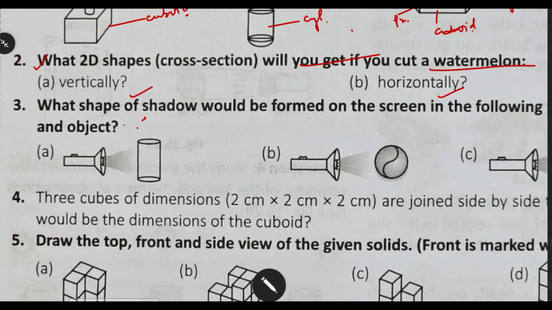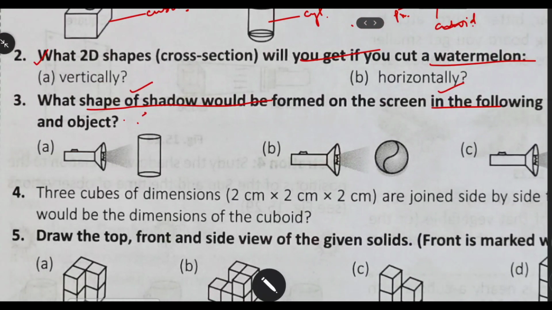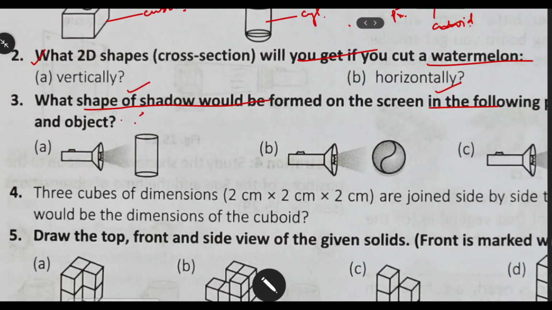Okay, next question says, what shape of shadow would be formed on the screen in the following position of light source and object. As you can see here, the shadow of this cylindrical shape casts a shadow of a rectangle. So the shadow of this cylinder will be a rectangle.